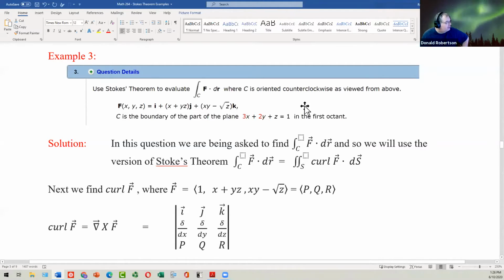C is the usual go the right way. Here is your vector field. And C is the boundary of the part of the plane 3x + 2y + z = 1 in the first octant. Okay, you know how we have quadrants 1, 2, 3, 4 in 2D?